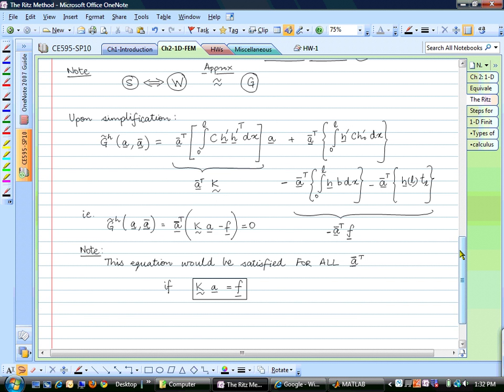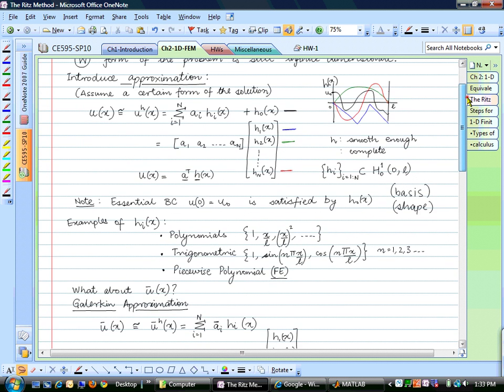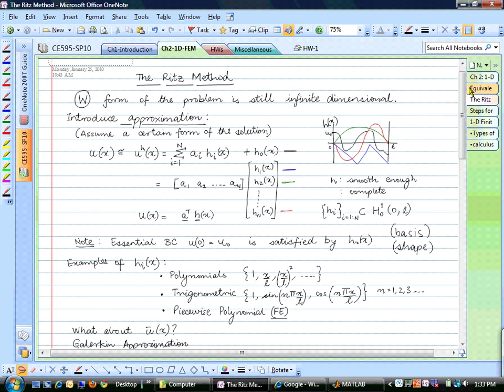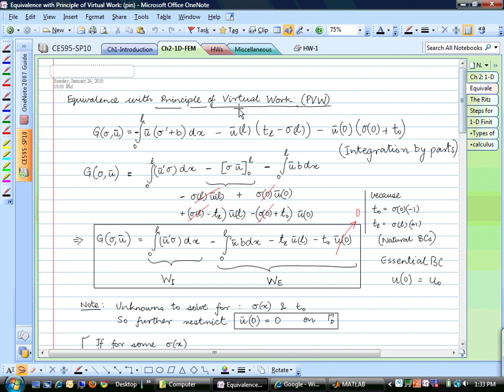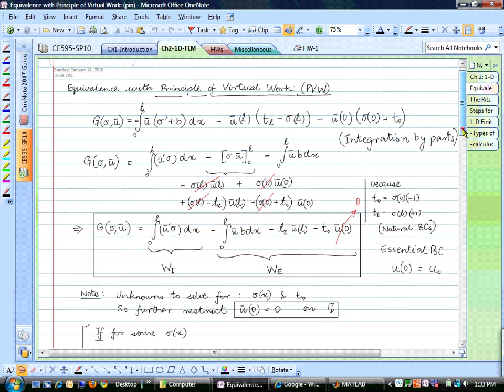And we went through all these steps for this Ritz method. So this was the equivalent form right here. We take the governing differential equation, multiply it with u bar, and integrate it by parts once, and we get this new functional. So this new functional is nothing but the principle of virtual work.